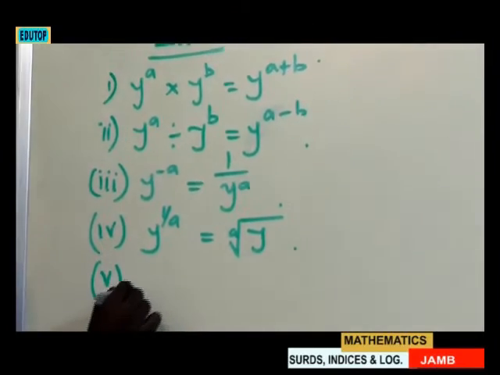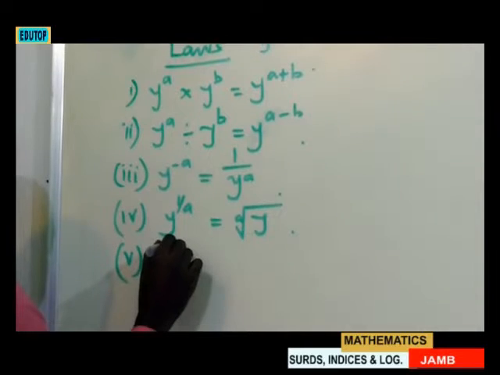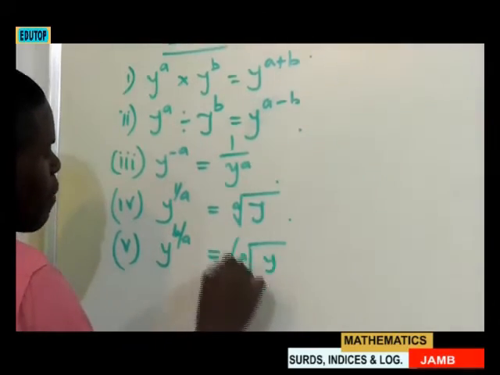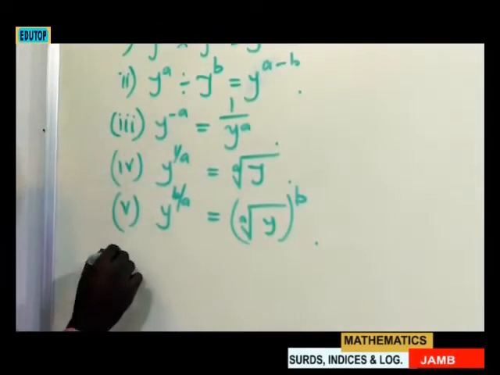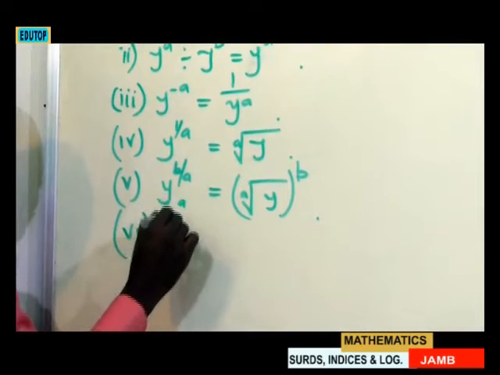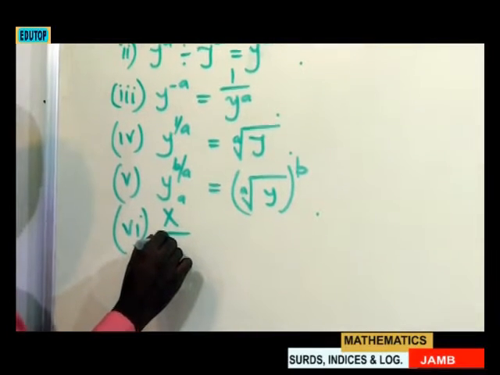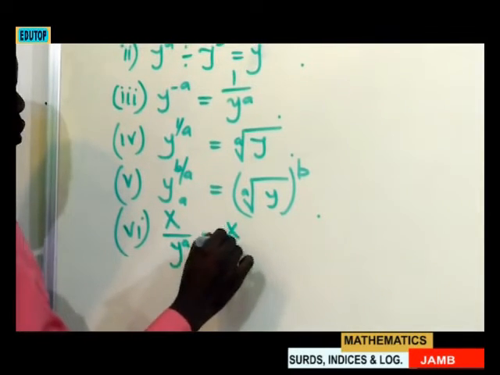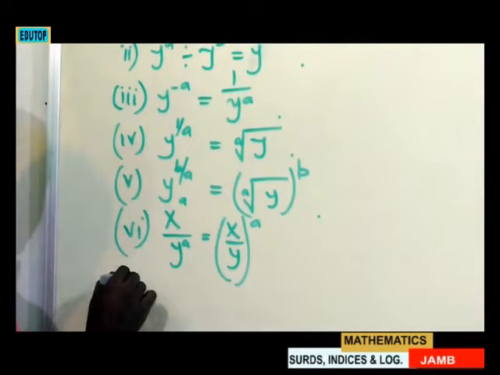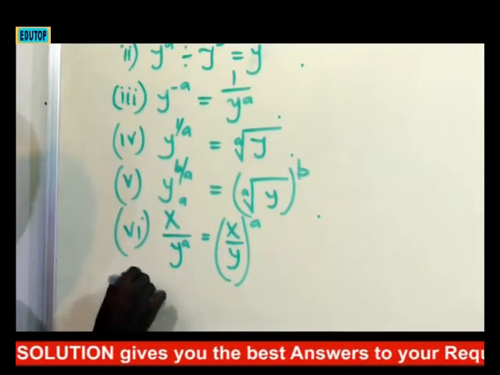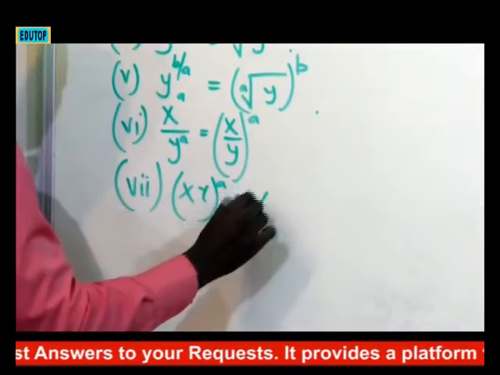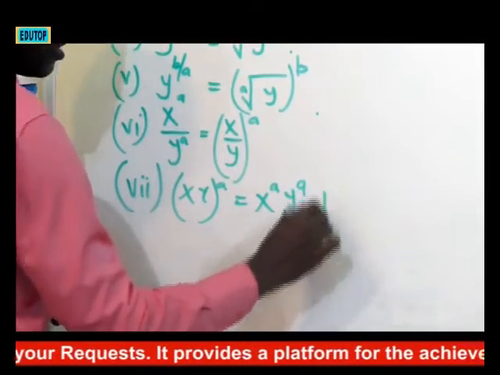Then the fifth law says that y raised to power b over a is the same thing as the a-th root of y, everything raised to power b. Another one states that x raised to power a over y raised to power a can be written as x over y, everything raised to power a. Then we have another one that states that when you have xy, everything raised to power a, it can be written as x raised to power a, y raised to power a, etc.